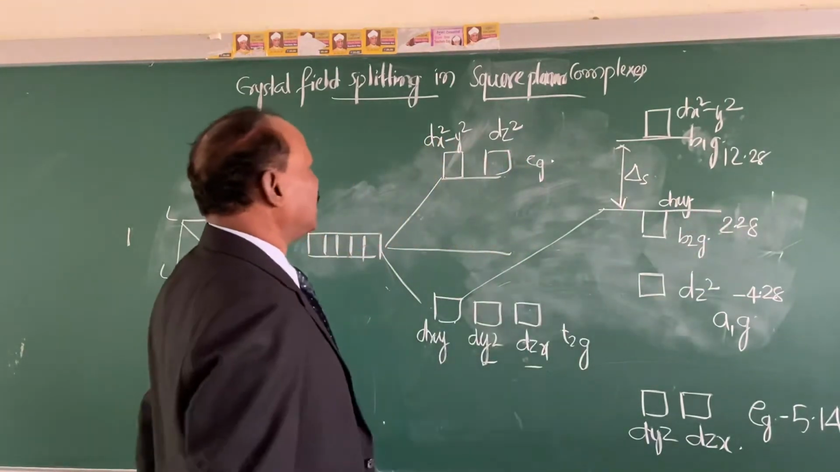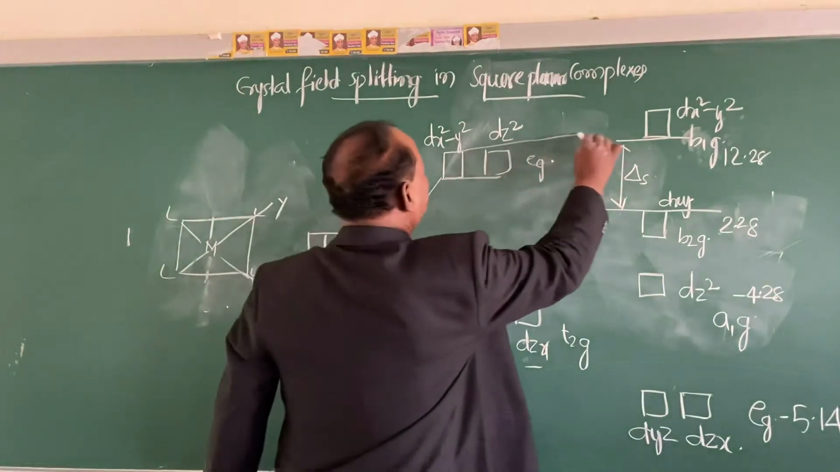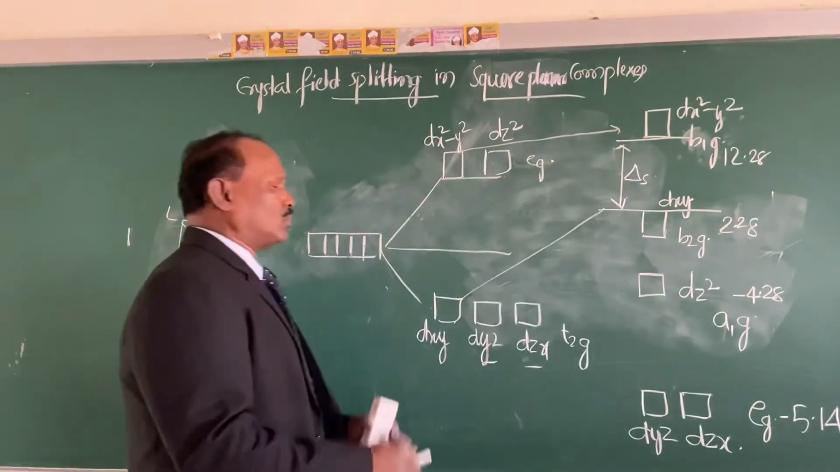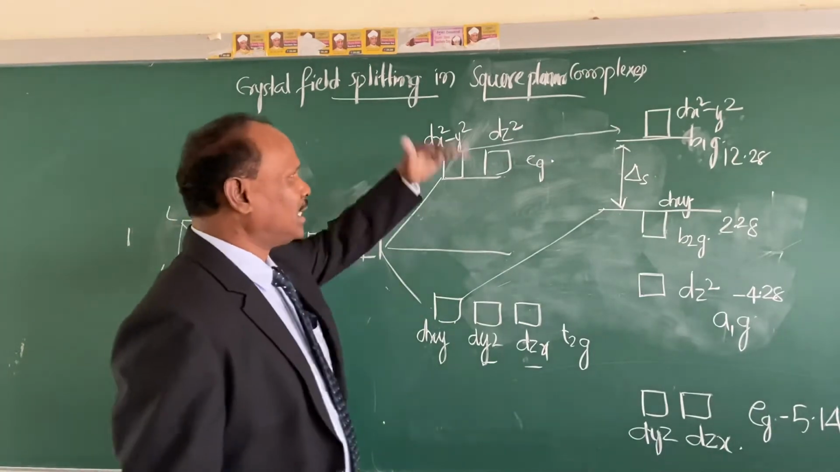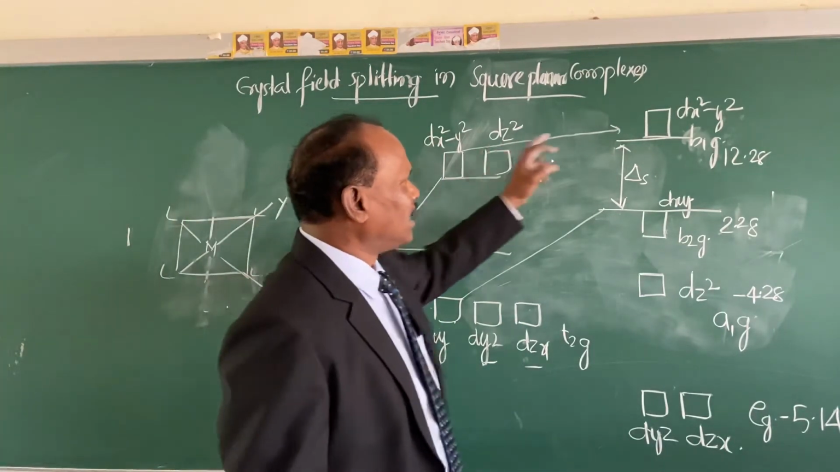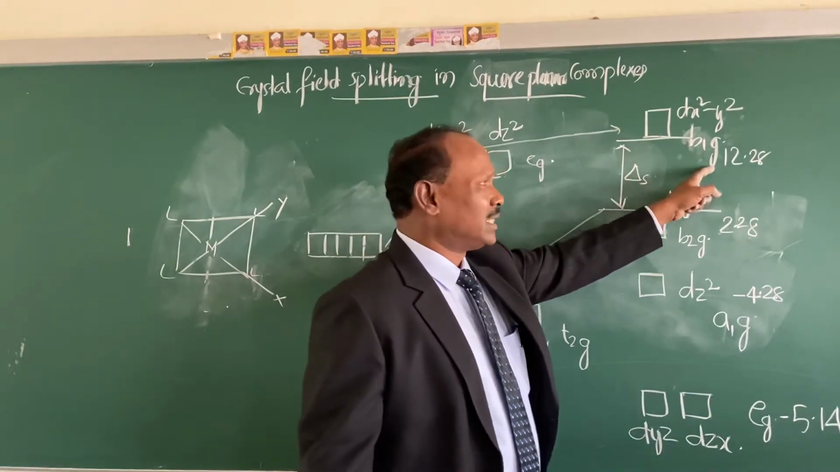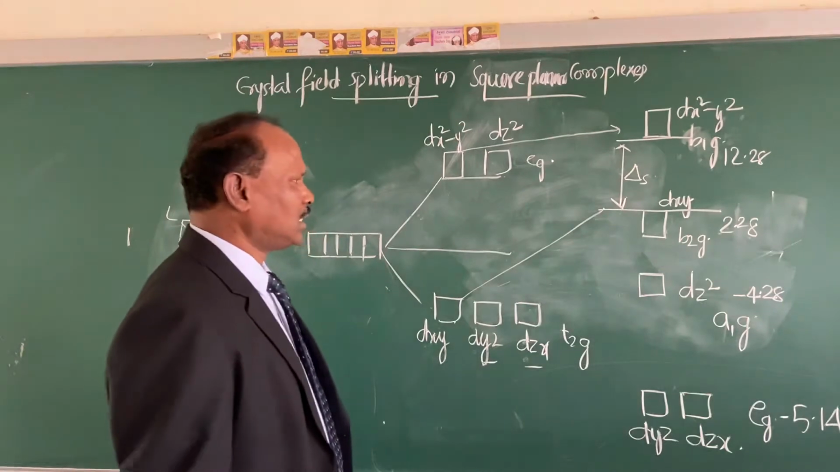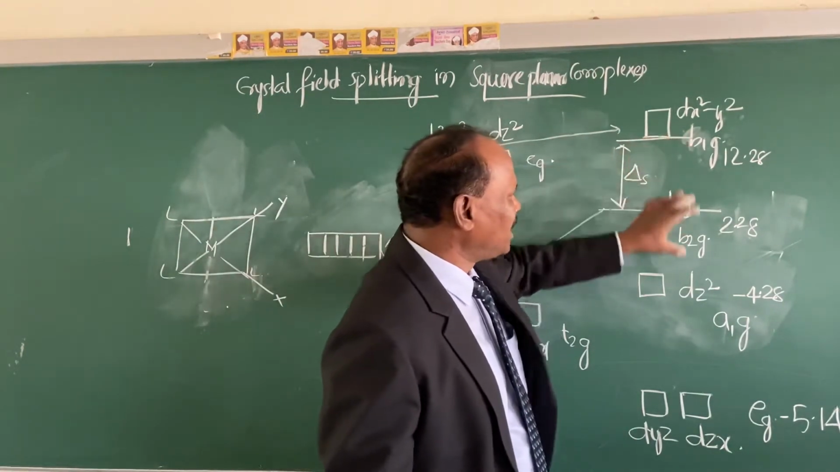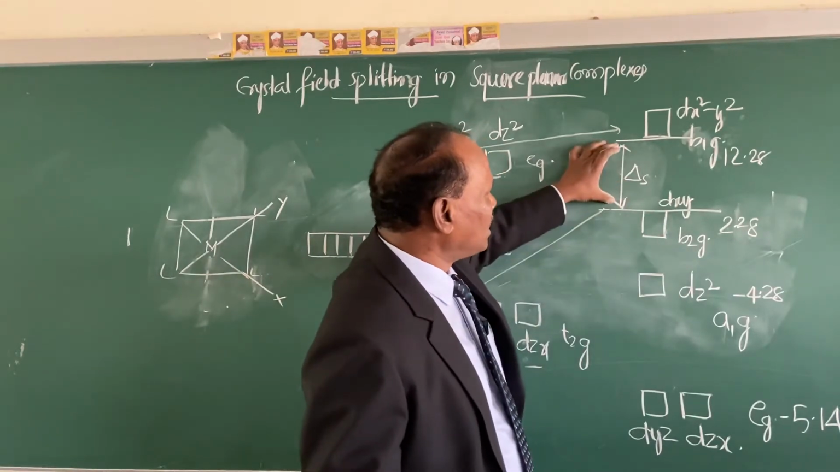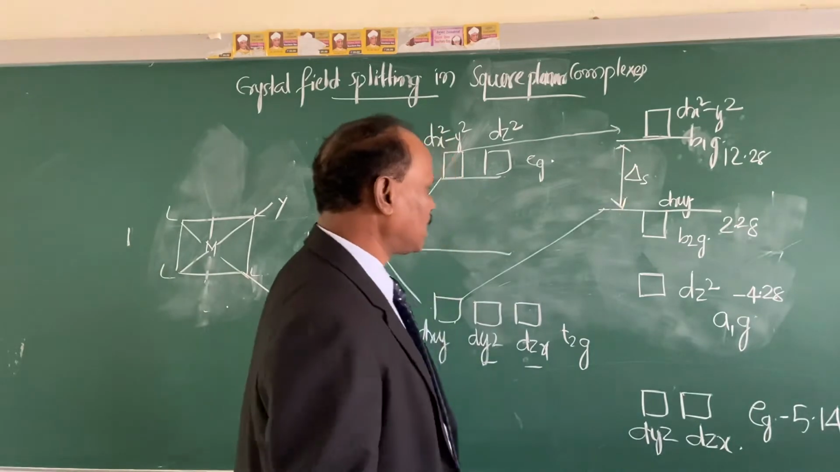2.28 Dq. And another orbital, dx square minus y square, experiences more repulsion, and it is raised in energy. I have written here, it is denoted as B1g orbital, and its energy is 12.28 Dq. So the difference between this B1g and B2g orbital is called the crystal field stabilization energy for square planar complexes.